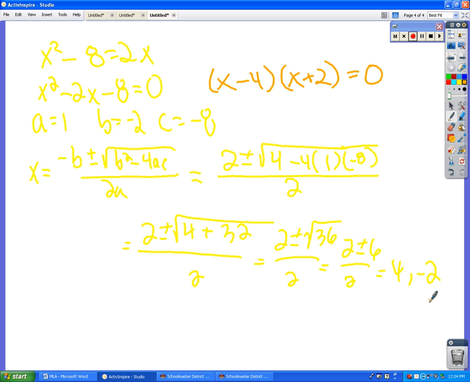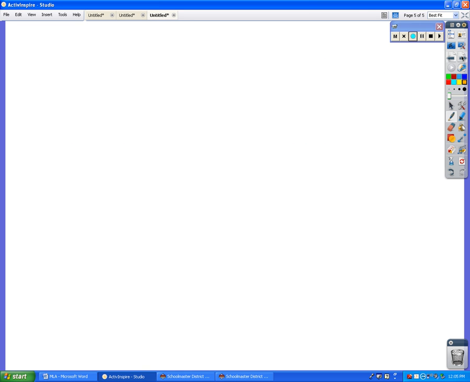Nate? Why, at the beginning before the square root, it was negative b, right? Yep. Why isn't that 2 a negative? Because it was a negative to start with. So if I put another negative sign in front of there, the 2 negatives cancel and make a positive. All right?